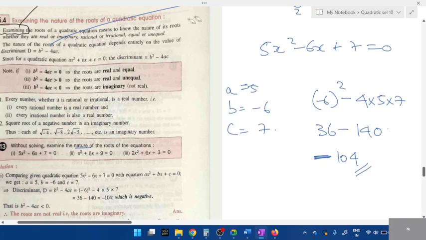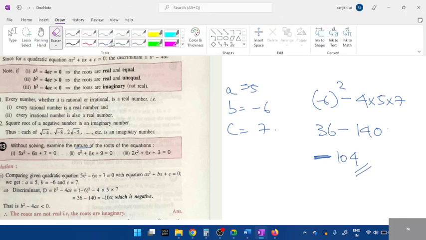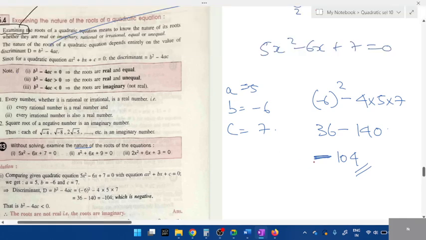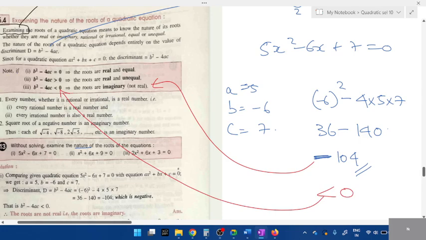No, no. What did I tell you? If it is negative, it is imaginary, right? It's not a real value. If it is negative, the roots are what? Imaginary. Negative meaning less than 0. Can you see less than 0 is given here? Less than 0.